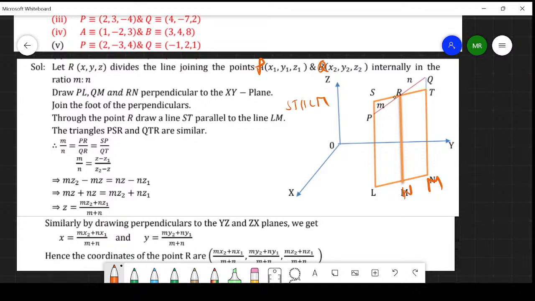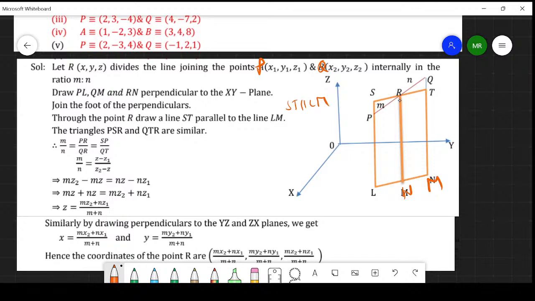We have taken that R divides PQ in the ratio m is to n. They have told us this. I have taken two triangles, PSR and QTR, which are similar triangles. When triangles are similar, the ratios of the sides are equal. So you can compare the two triangles. Here m by n is equal to, what is the value of PR?